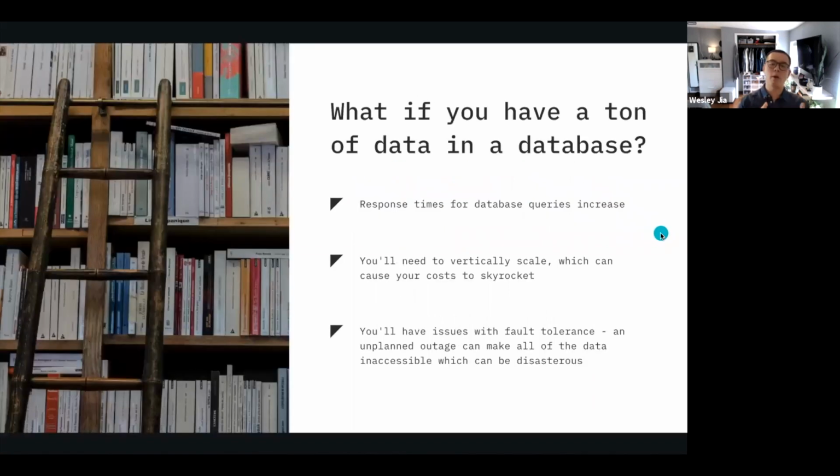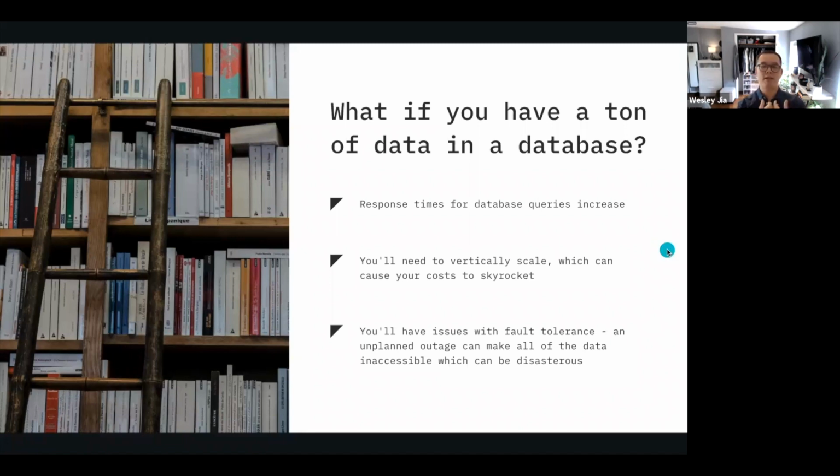Now, at this point, we've talked about replication. We talked about taking one database and copying it over to others. We do have to consider the case if we look at one specific individual database, what do we do if we have a ton of data in that individual database? Well, one, your response times for that database are going to increase. Your query is going to have to search for more data. You're also going to need to worry about vertical scaling because you're going to need to increase CPU, memory, storage, and so forth, which can cause your costs to really balloon. And you will have issues with fault tolerance because if all of your data lives in one single database and that database goes down, that might have some horrible consequences.